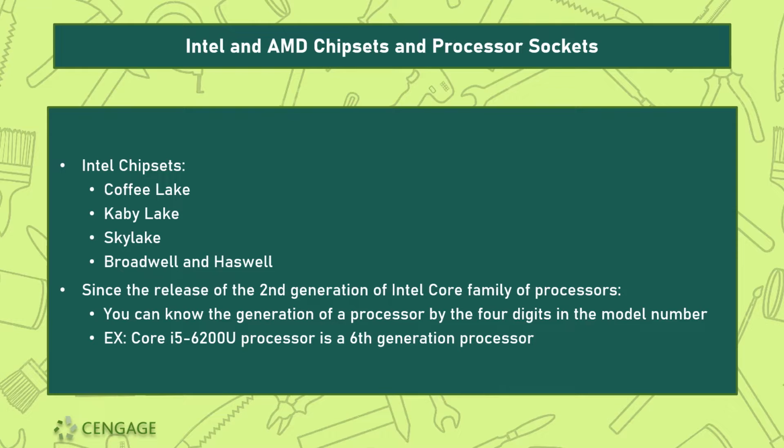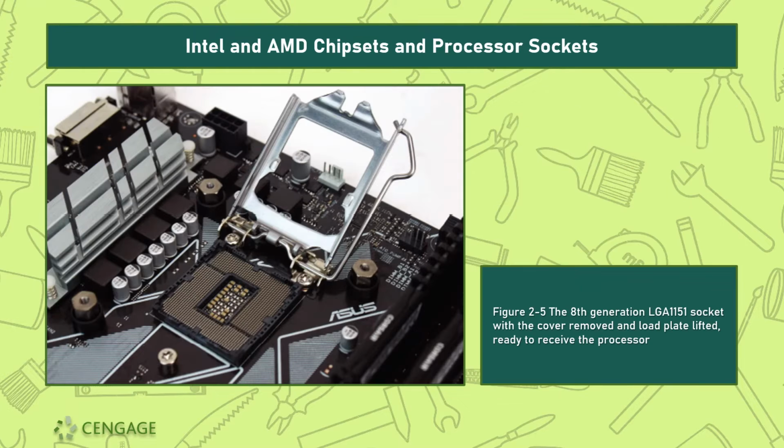Now, since the 2nd generation of Intel Core family processors, we can know what generation a processor is by its model number. So if we say a Core i5-6200U, we know that it is a 6th generation 200 class processor. So the first number in the 4 digits tells us what generation something belongs to. So if we have an i7-8850, that's an 8th generation chip. We can pick it out pretty easily.